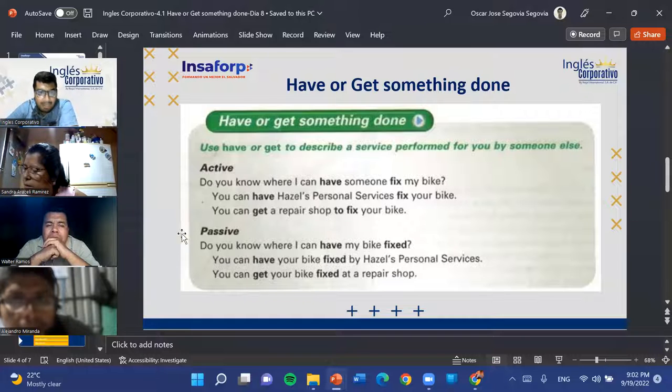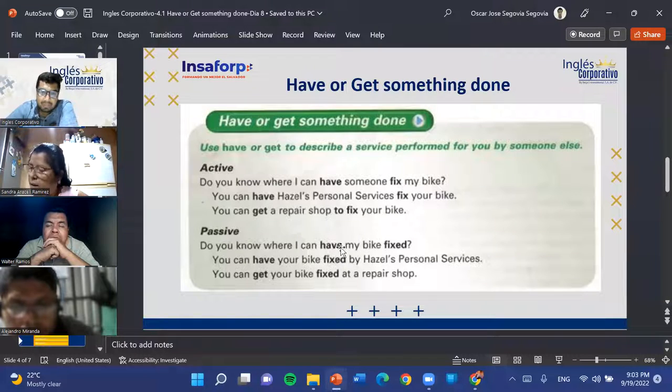Now, in the passive way, we have, do you know where I can have my bike fixed? Two main things here. We only mention the thing, the object. We don't mention a person. We don't mention anything else. The main thing here, the only thing that matters is the object. In this specific example, we are talking about the bike.